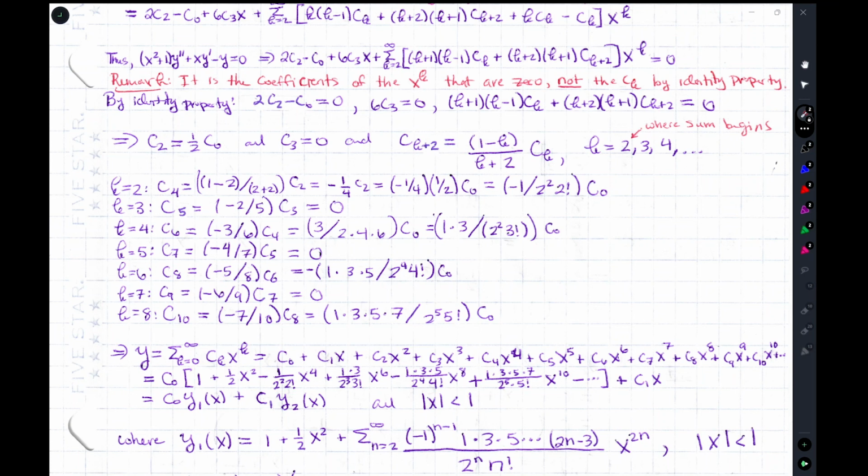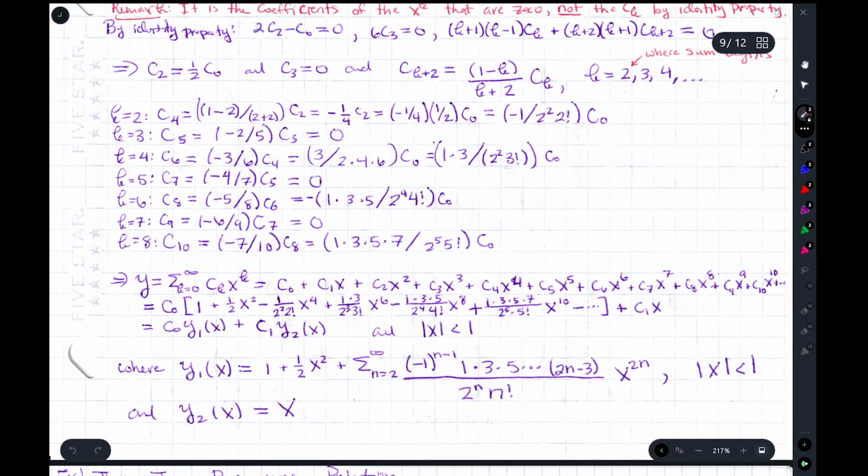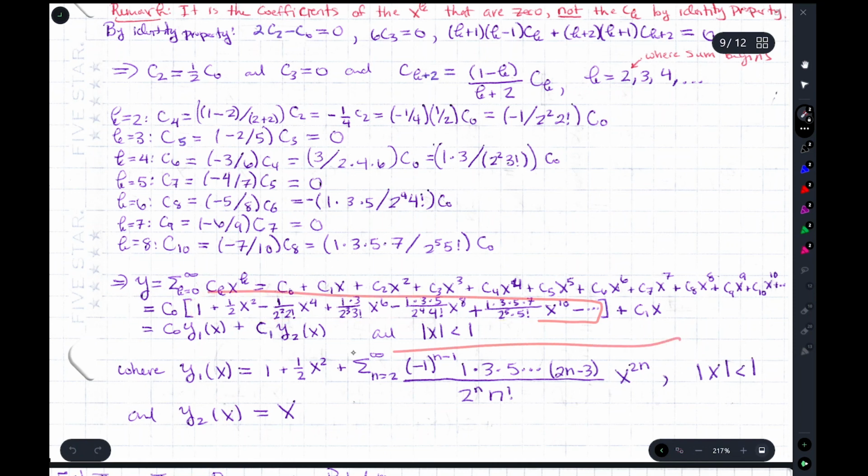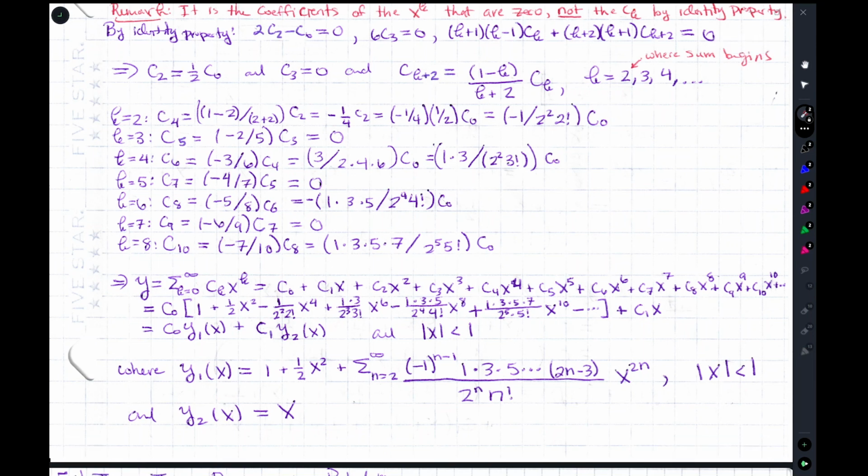And so there go our two linearly independent solutions. This one here, which we could actually write in closed form this way after considering the first two terms. And we get a radius of convergence here of |x| less than 1 by that theorem. And y2, the second linearly independent function that forms the fundamental set, is just x. And that's totally fine.